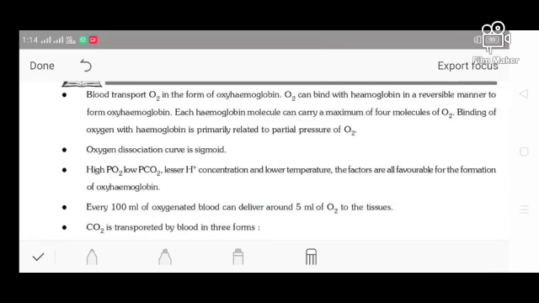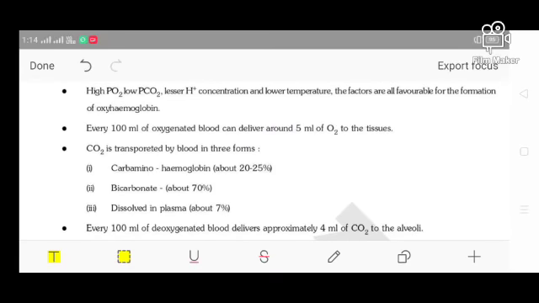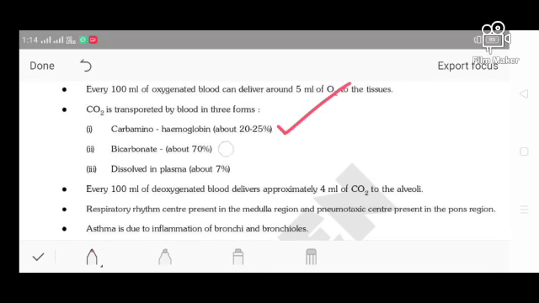Okay, my dear friends, this is the general idea. Next, how is carbon dioxide transported by the blood? We have read about how oxygen is transported in the form of oxyhemoglobin. Now comes the next one: how carbon dioxide is transported in the bloodstream. Generally, carbon dioxide is transported in three forms, my dear friends. The first one is carbaminohemoglobin, the second one is bicarbonate, and the third one is dissolved in plasma.